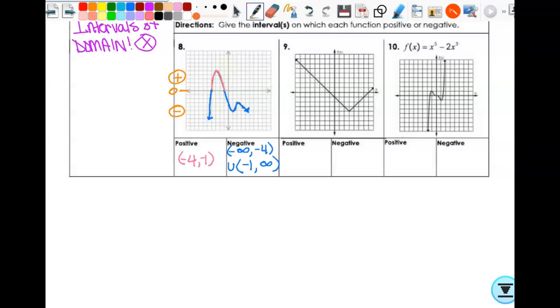So if you do increasing, decreasing, positive, and negative, then you're not including any of them, and it just remains consistent. It makes it a little bit easier. Okay, you only have to worry about it on domain and range right now. Any questions? All right, you do number 9.